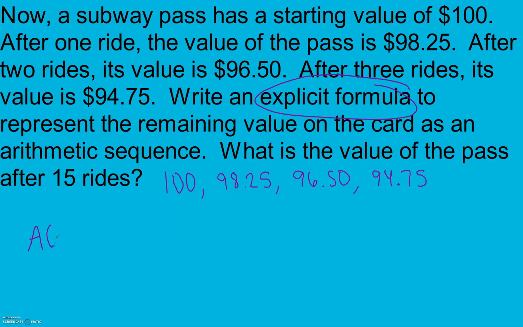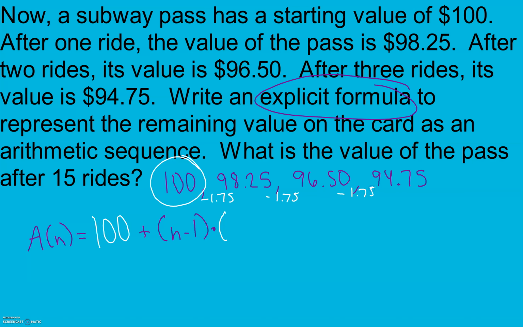Here, the amount of any term is going to be our first term plus n minus 1 times our common difference. Again, that is our framework. That's what we're going to use every time. Here, our first term is 100. And our change every time, we actually go down each time. Each of these numbers is smaller by $1.75. So we drop $1.75 there. So it's a negative. This is our explicit formula.